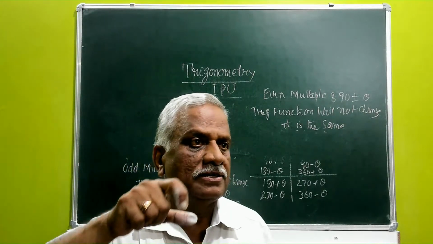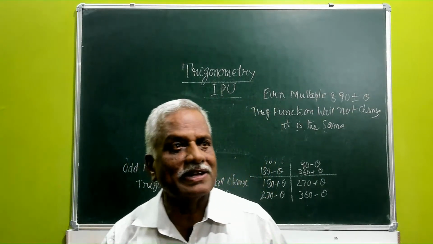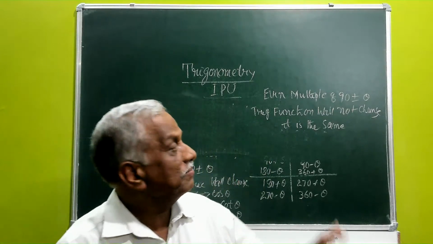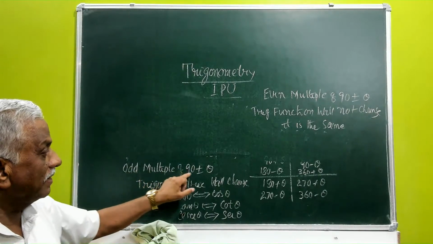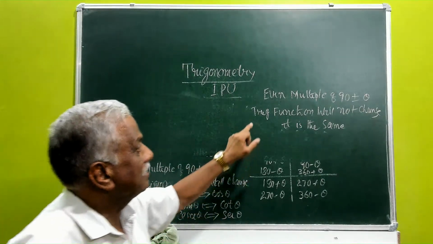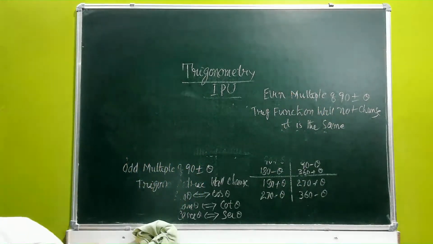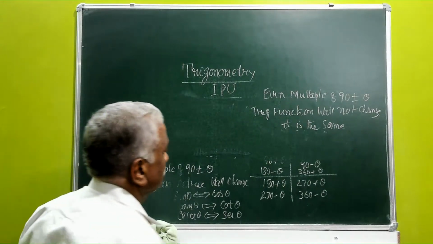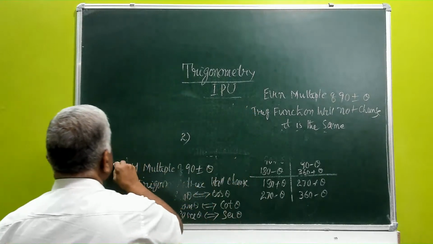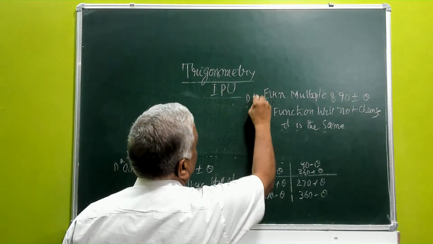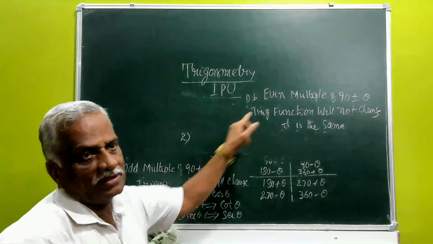Normally we write a formula for 90 plus theta, 90 minus theta, 180 plus theta, 180 minus theta, 270. So many formulas are there. I am trying to put it in simple formulas. The first point you should remember is: odd multiple of 90 plus or minus theta, the function will change. Even multiple of 90 plus or minus theta, the trigonometric function will not change. You can call this first A and first B, because both of them will not be there. It's given either an odd multiple or an even multiple.